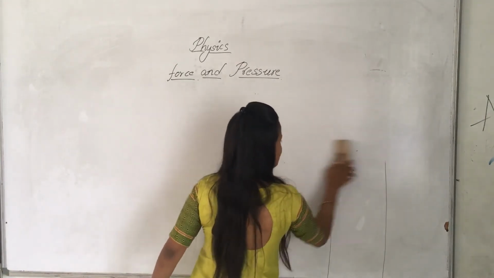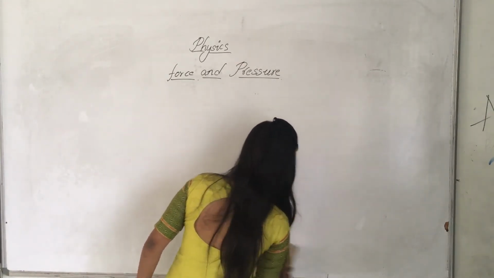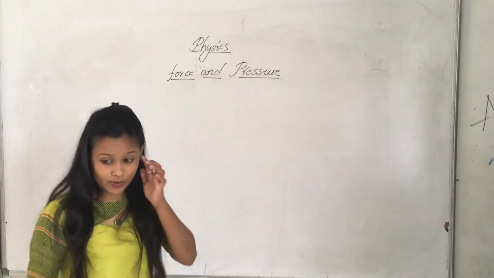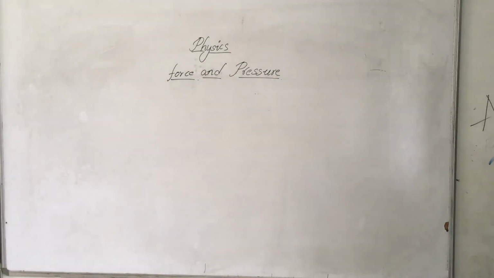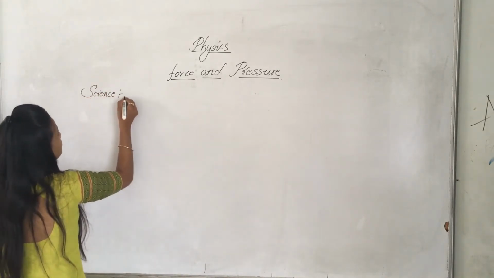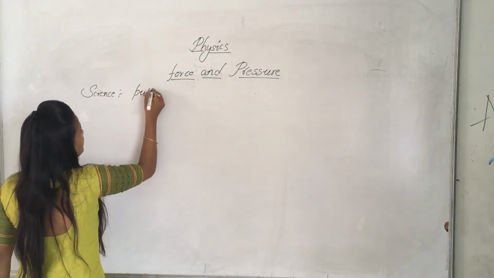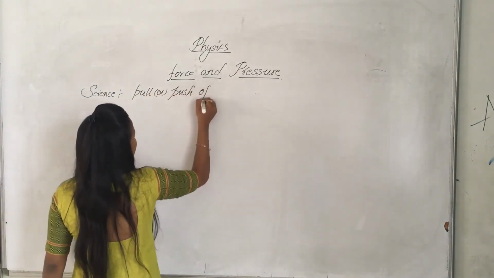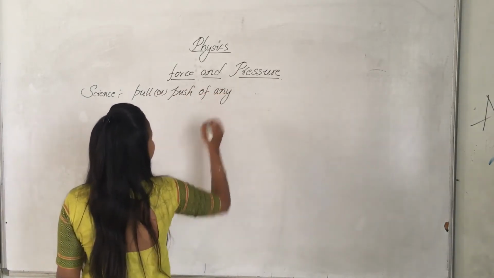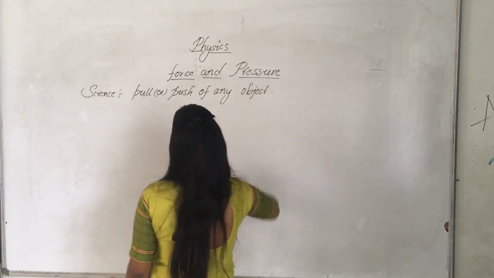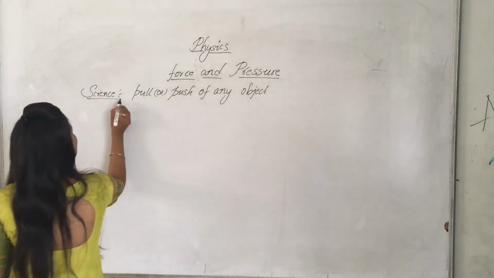So, what can you say? What is force? It is a pull and push of any object. It is known as force. Am I right? Now, according to science, the definition of force is pull or push of any object. Am I right? Okay, good. You understood the meaning of force now.